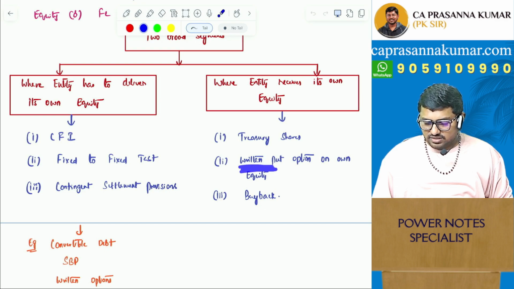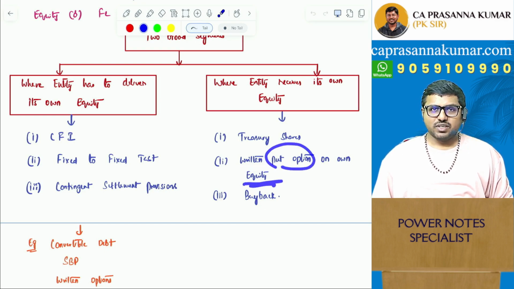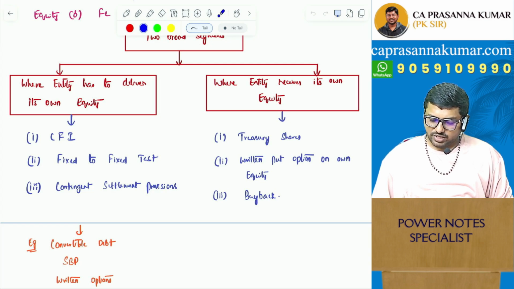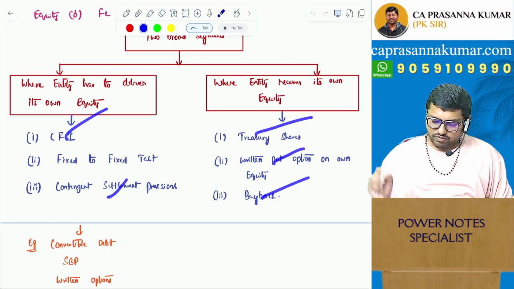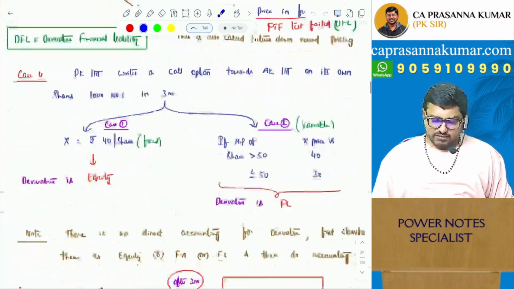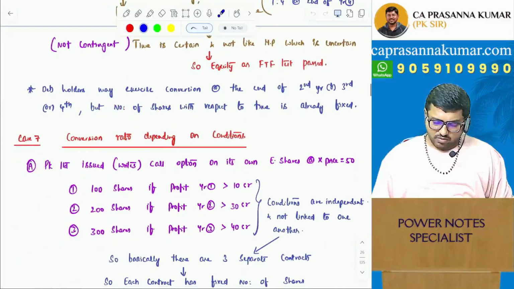And in the last session, we solved a problem based on this concept, written put option on own equity. We have solved it, although we have not discussed the concept, still we have solved it. And then I hope I've explained pretty well. And then we have buyback as well, which most of you already have an idea about. So 1, 2, 3, 4, 5. This we need to see. In that, the first part that we're going to start is compound financial instruments.